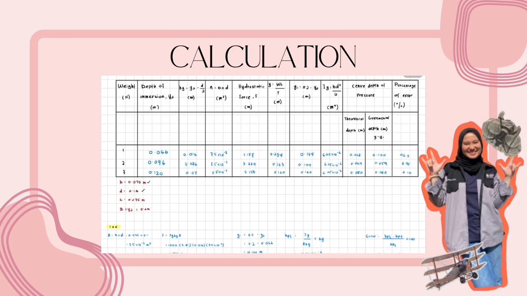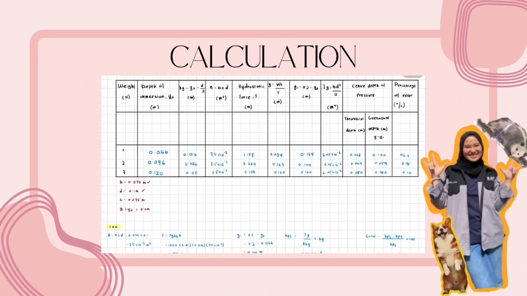First, we need to measure the area. Next, we need to calculate the hydrostatic force. After that, we need to find the moment of inertia, which is IT. And then we need to calculate the theoretical depth and also the experimental depth, which is the center of pressure. And lastly, we need to calculate the percentage of error between the theoretical depth and the experimental depth.